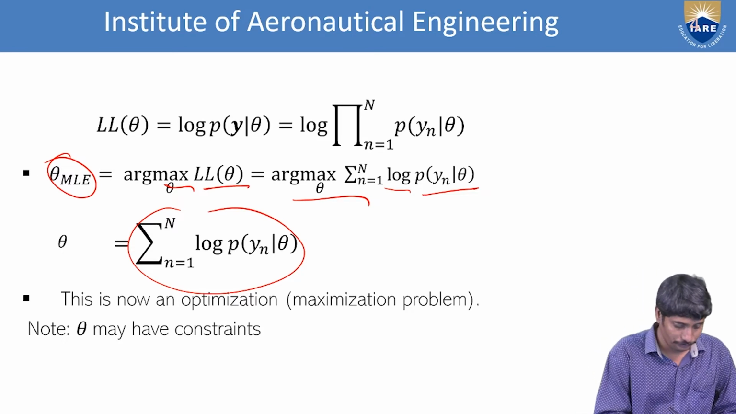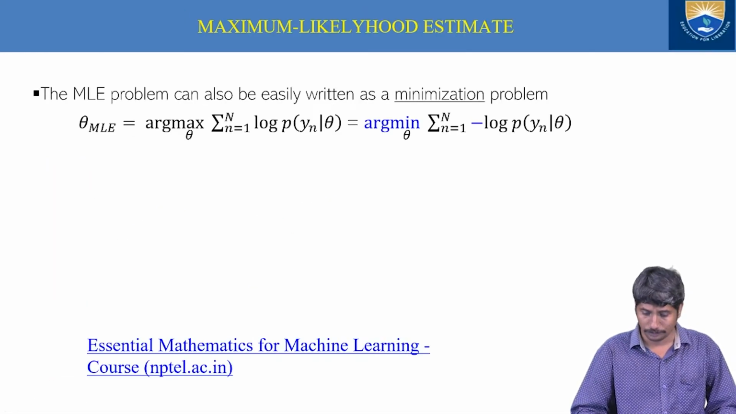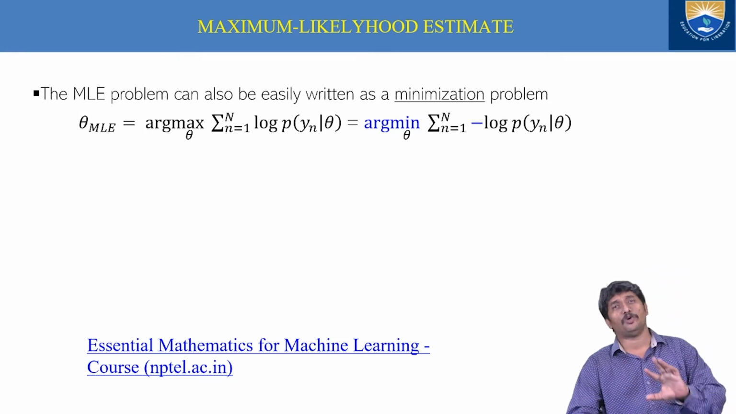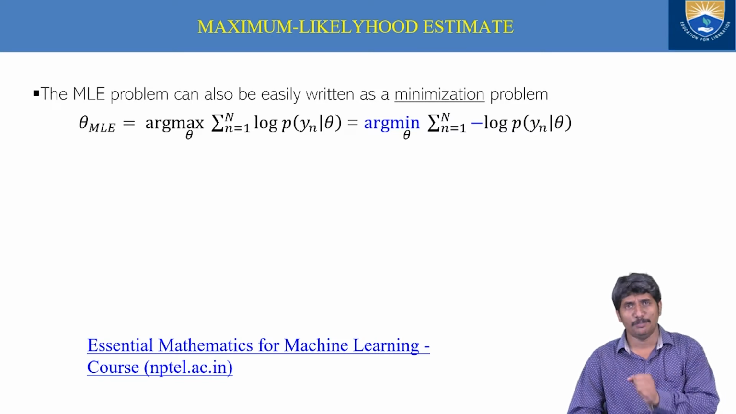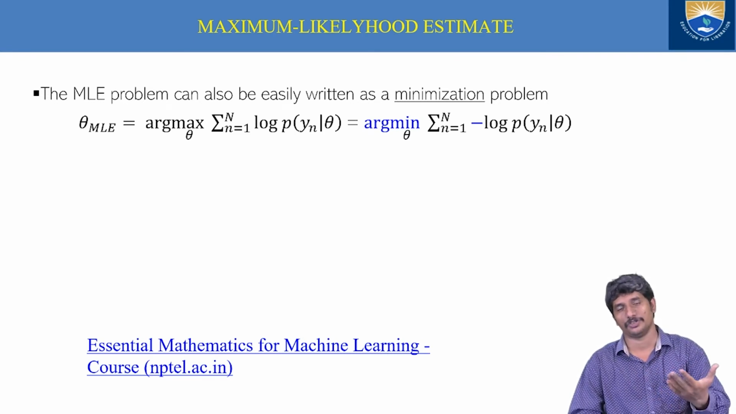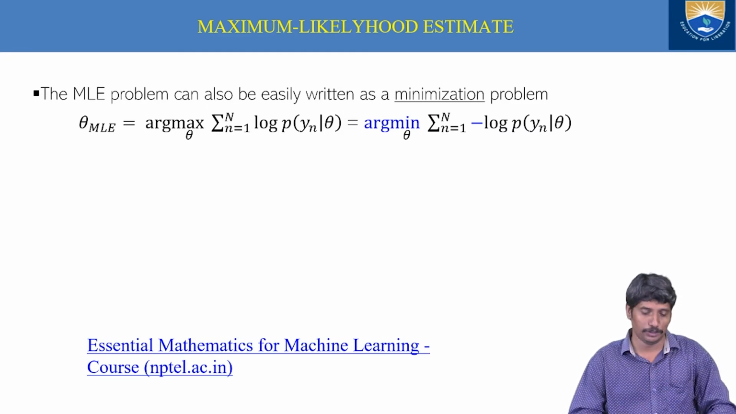Now, here one more important thing is: why can't we see it as a minimization problem? Why are we always seeing maximum likelihood estimation, that is, always as a maximization? The objective is maximization of theta. Can we see it from the other side? Can we see it as a minimization? Yes, we could also represent it as a minimization problem.